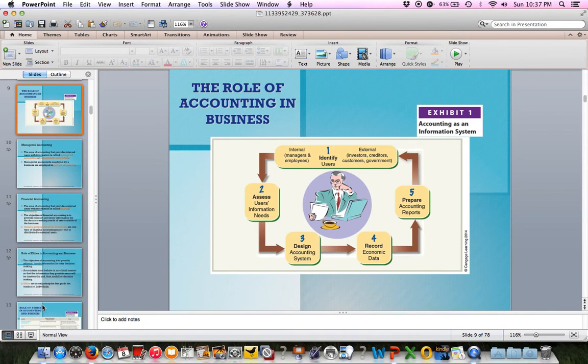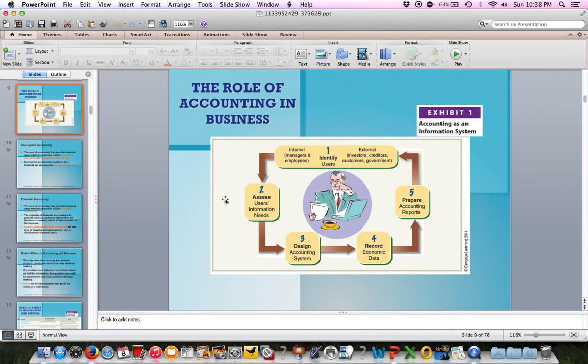And so the role of accounting in business, obviously it's important. Step one, identify the users. There's both internal and external users. Internal users are management, ownership, other employees. External primarily is investors and creditors, but also potentially governments and customers. But investors and creditors are the big two. So just think basically anybody who would invest in our business or anybody who would give our business a loan.